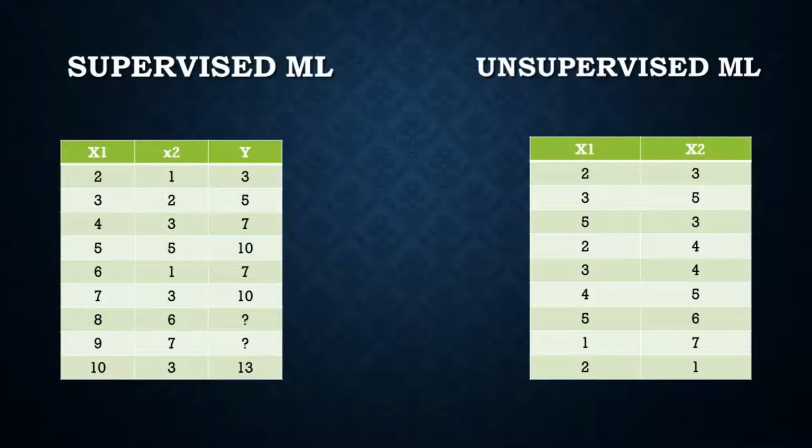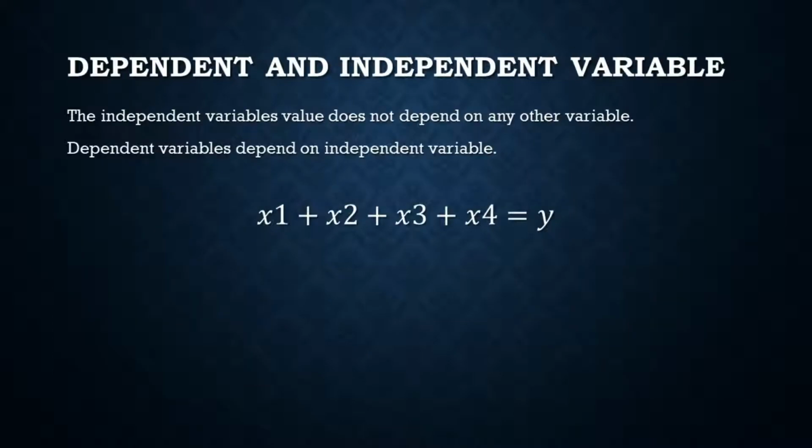Now, what are dependent and independent variables? An independent variable's value doesn't depend on any other variable. A dependent variable's value changes with the values of x1 and x2. If you read this equation, then you know the value of y depends on x1, x2, x3 and x4 variables. These x1, x2, x3 and x4 variables are independent variables and y is the dependent variable, which depends on x1, x2, x3 and x4.